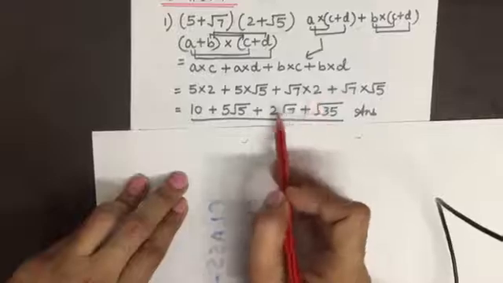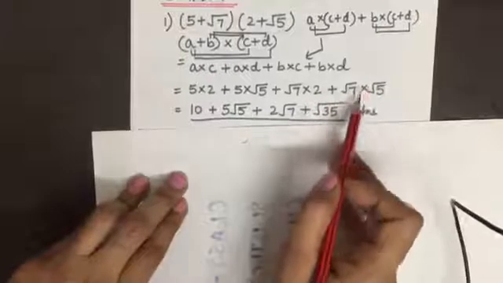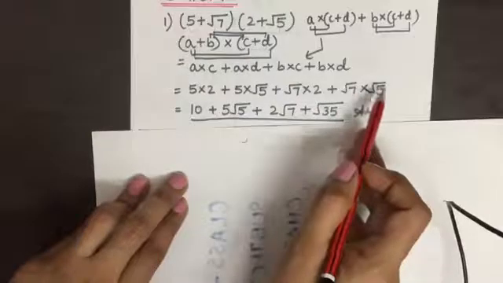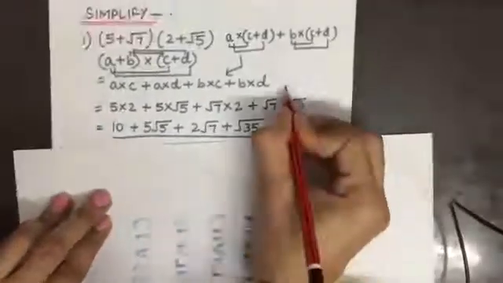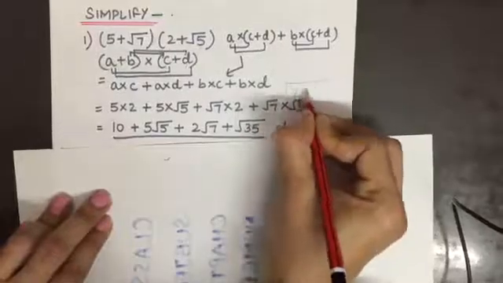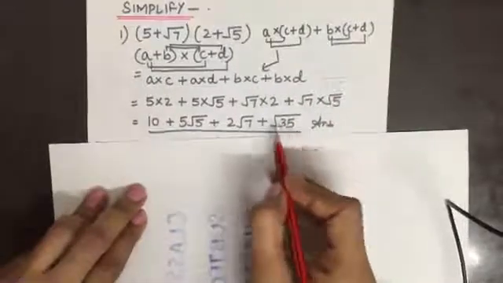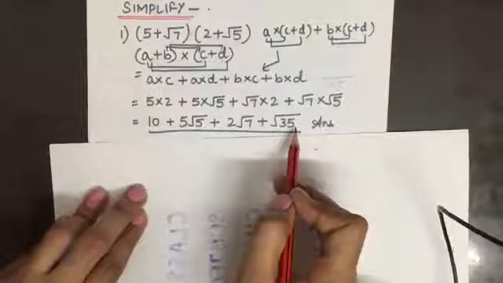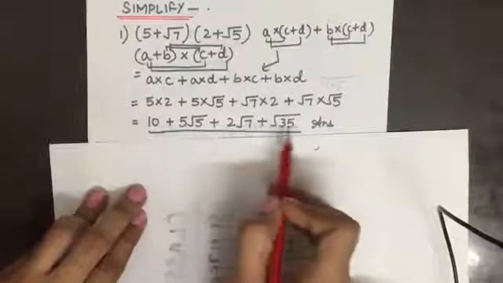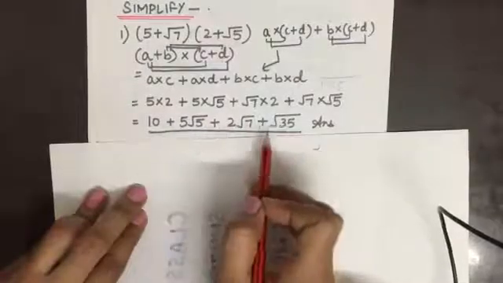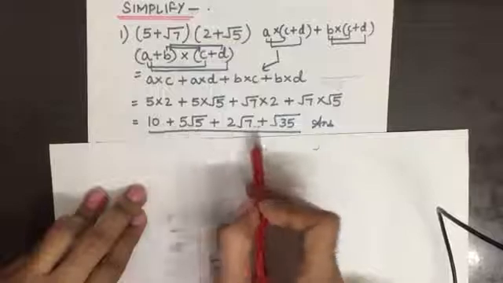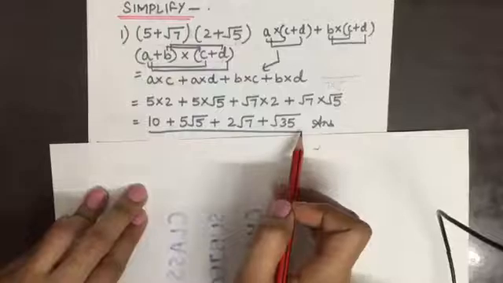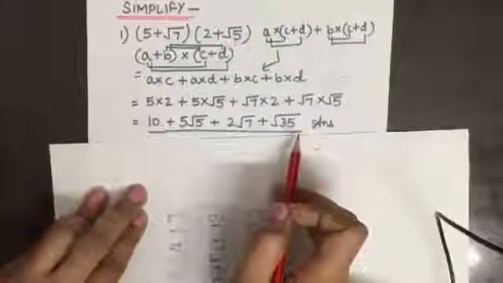So we will write it as 2 root 7 plus, now here both the numbers are inside the square root, root 7 into root 5. Now we can perform the multiplication here like this: root of 7 into 5, 7 fives are 35. So the answer would be 10 plus 5 root 5 plus 2 root 7 plus root 35. Now we check whether there are any like terms, and as there is no like term, we cannot do further addition, so we leave our answer here only. I hope this is clear to you.